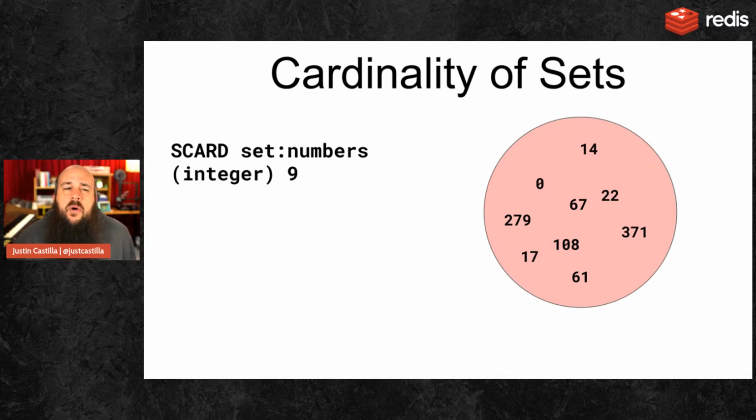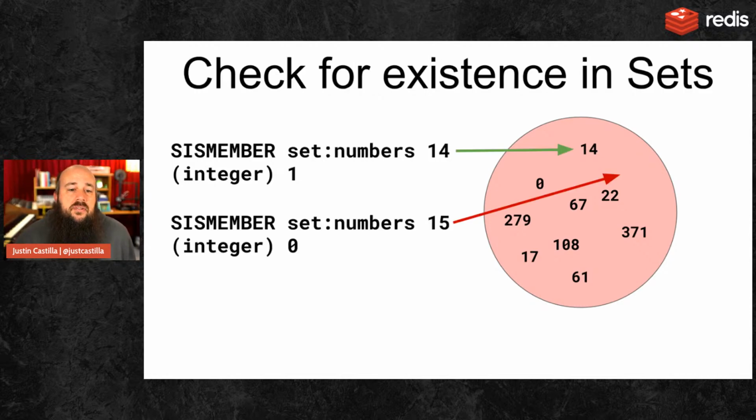All right, so if I want to actually know how many members are in my set, I use the SCARD command. That's the cardinality of the set, and that just gives me the number of unique members within my set. If I enter it here, I'll see that I have 9 unique members.